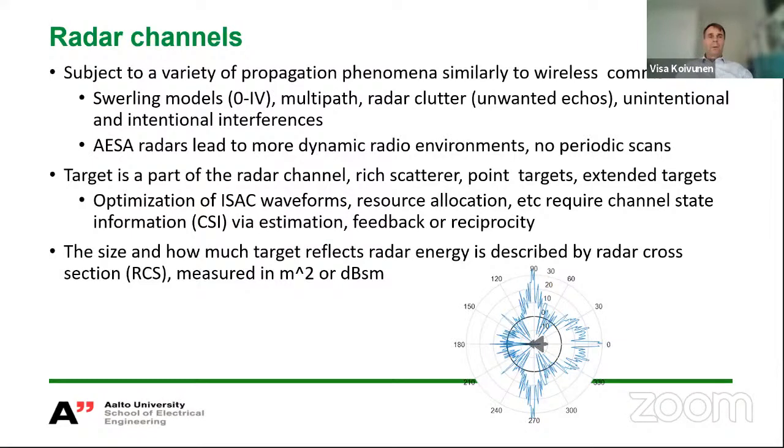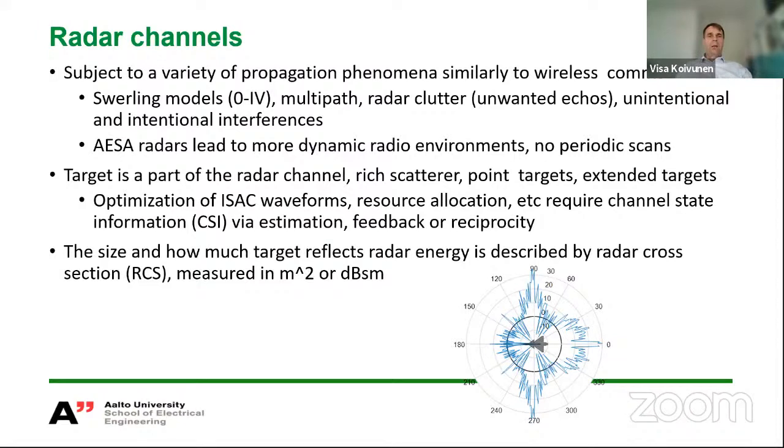And with modern ISAC radars, the radio environment has become way more dynamic, and there's no periodic scanning. The beam patterns change very rapidly, just like in wireless communication MIMO systems. It's also important to recognize that the target is a part of the radar channel. It may be a rich scatterer. If you are at a very far distance and the target is small, then it's more like a point target, whereas if it's a large target, like a ship, it would be an extended target.